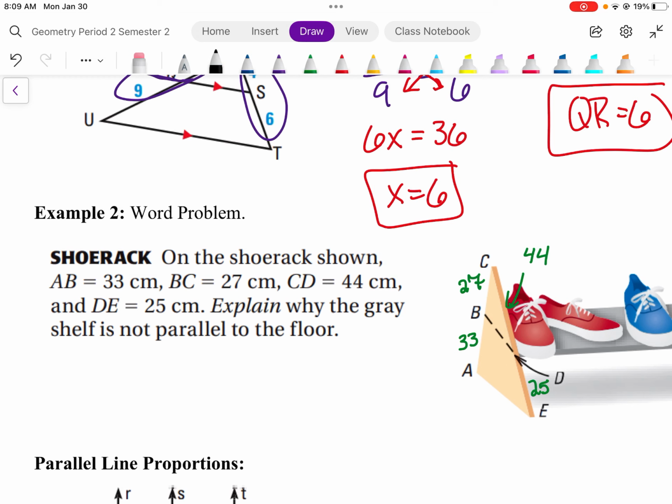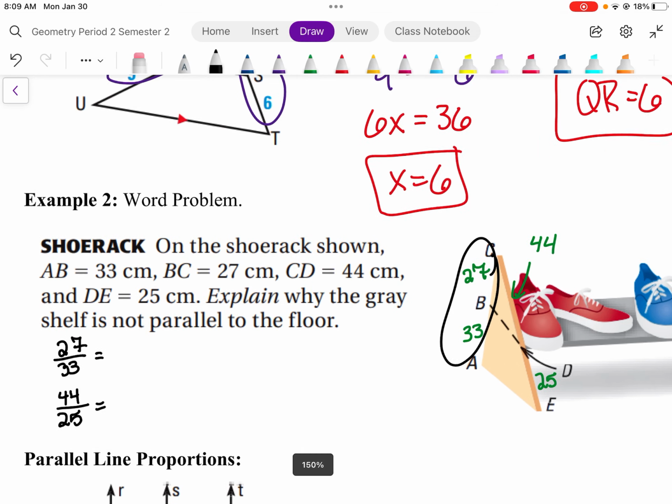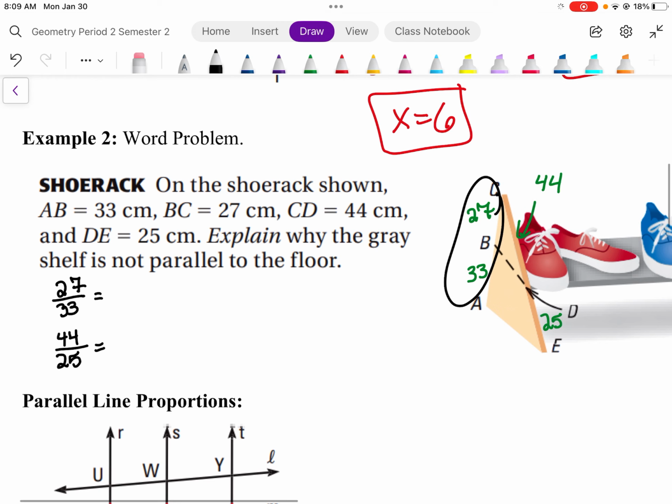Well, according to the property we just went over, if it was parallel, these proportions on the side of the triangle would have to be equivalent to each other. And if we were to look at these, we can divide the top one by 3 to get 9 over 11, and the bottom one can't be simplified.